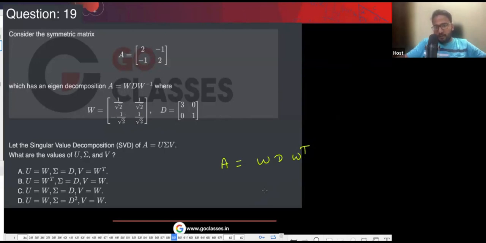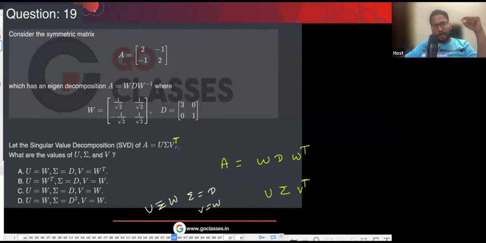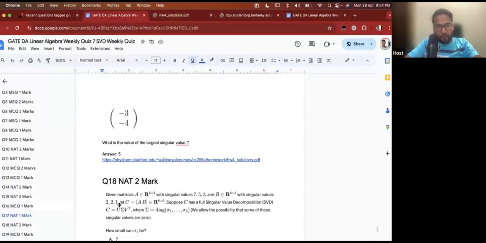Now, this is the eigenvalue decomposition, and the singular value decomposition looks something like this. I've written just V, but generally it should be V transpose, because otherwise the answer will change. That's the general notation I'm writing. Now U should be the same as W, sigma should be the same as D, and V should also be the same as W. So I think case C is the answer. But if you're writing just V, let me check in the original source what was written.